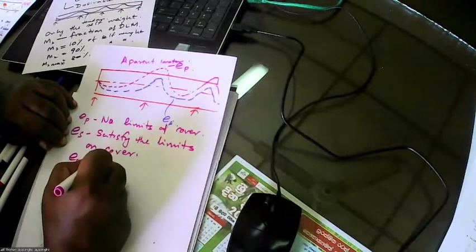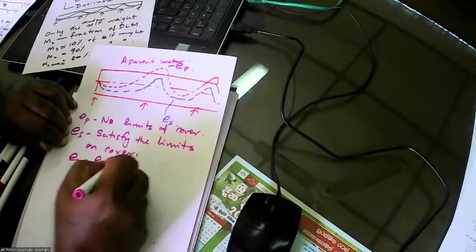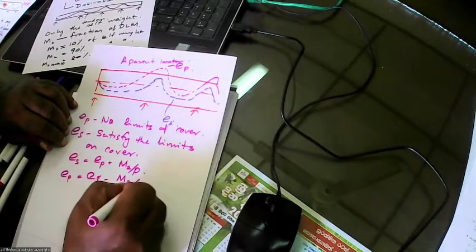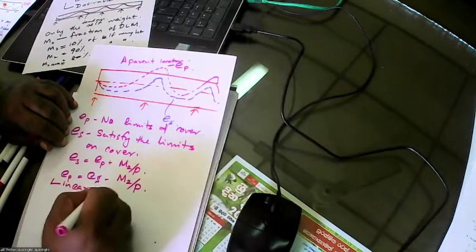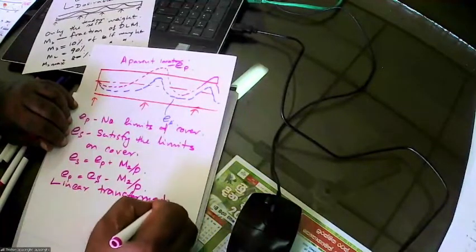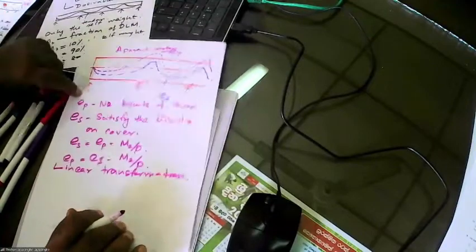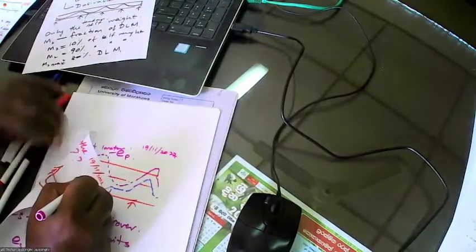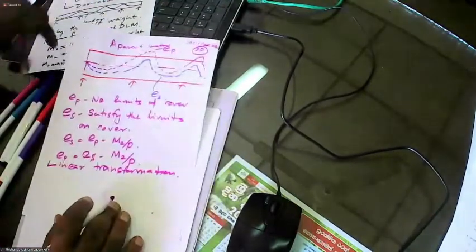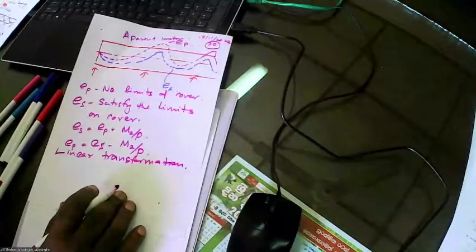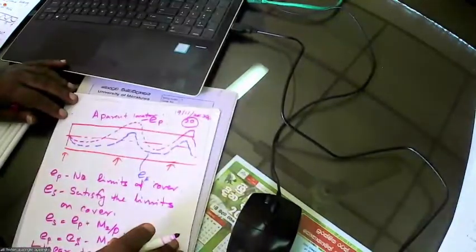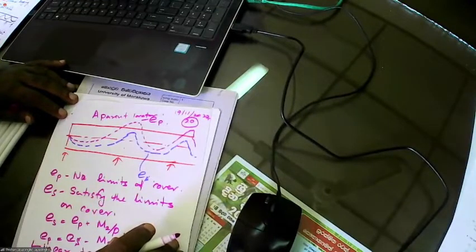And this equation, ES is equal to EP plus M2 over P, or EP is equal to ES minus M2 over P, is called a linear transformation. So what happens is EP can be even outside that section, because it's not the actual location. It is an apparent location.